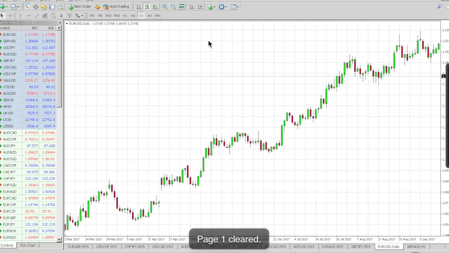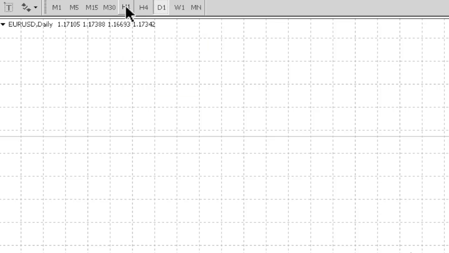So that's not my style, right? You can do that if you want to. Next would be swing trading, which I mentioned. As a swing trader, you tend to look at hourly candles. So when you click H1, it's hourly candles.